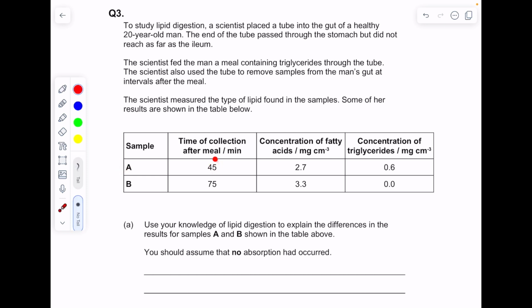Sample A, time of collection after the meal is 45 minutes. The concentration of fatty acids is 2.7. The concentration of triglycerides is 0.6. In sample B, it's a much longer time after the meal. We can see that the concentration of fatty acids has increased and the concentration of triglycerides has decreased. Do remember from an earlier module that a triglyceride consists of 3 fatty acids and 1 glycerol. So over time, we're expecting that triglyceride has been broken down into fatty acids and glycerol, hence why you see the concentration has decreased here whilst the concentration of fatty acids has increased.